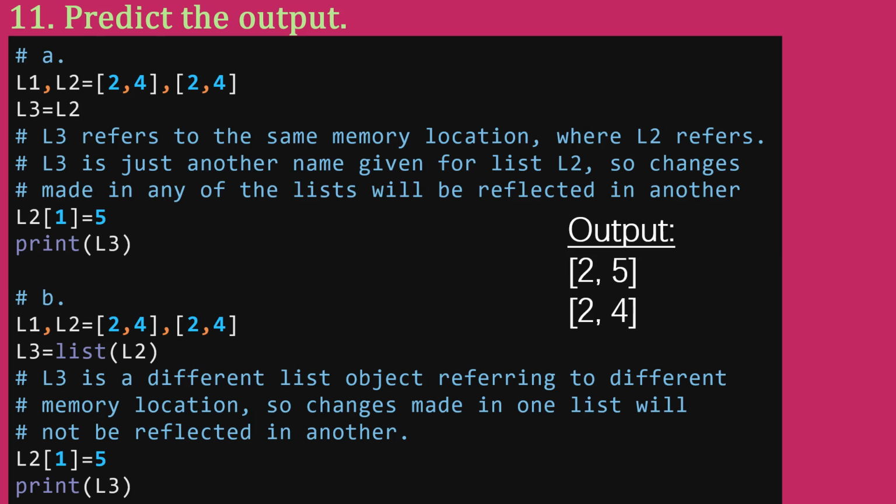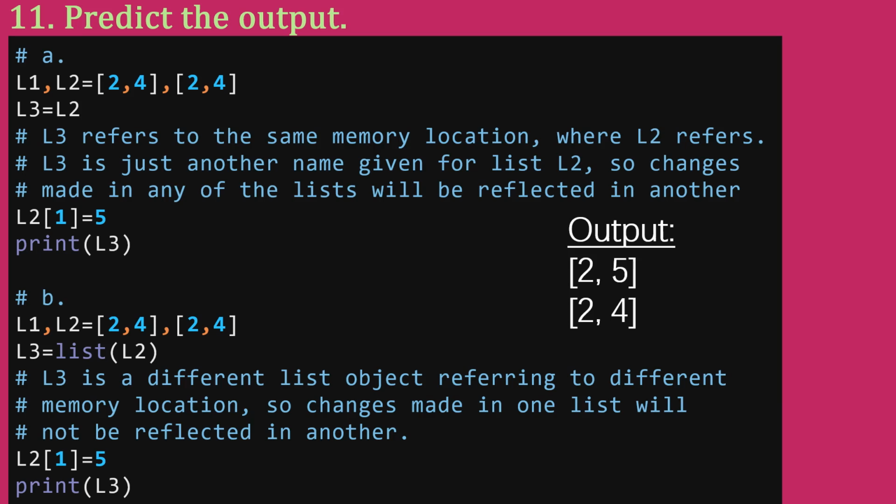So whatever changes will be made in one list will be reflected in the other list also. Why? Because they are not actually two different lists, they are actually the same list but having two names. So we are just changing the value L2 of 1 as 5, that is, the value present at index number 1 of list L2 to 5. And now if you print L3, then also you will get the same values 2 and 5.